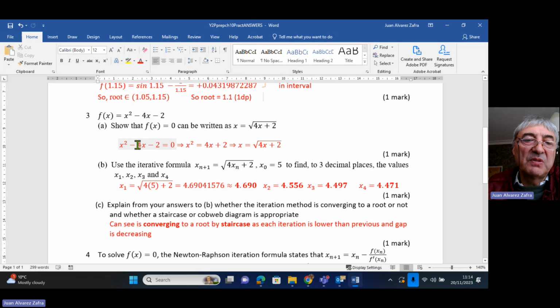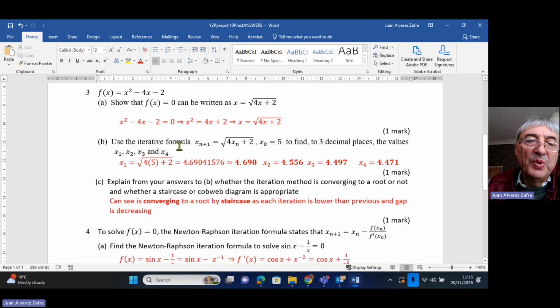So if we start with x squared minus 4x minus 2 equals 0, make x squared the subject, and then square root, we can see that it's possible to rearrange this equation, f of x equals 0, to this equation, where we have x equals some formula, which in this case is the square root of 4x plus 2.